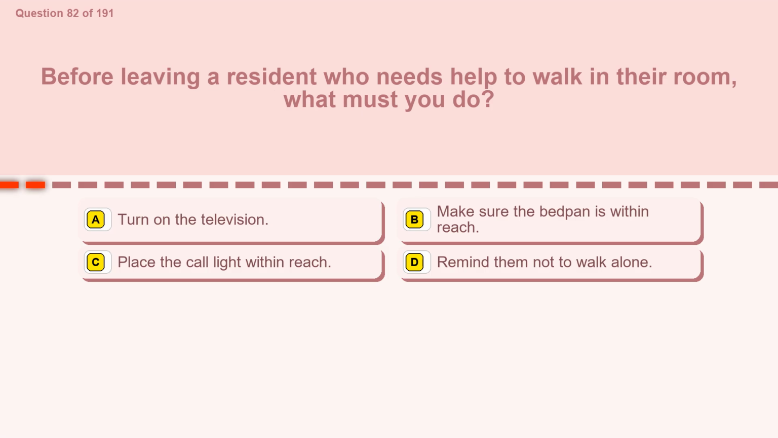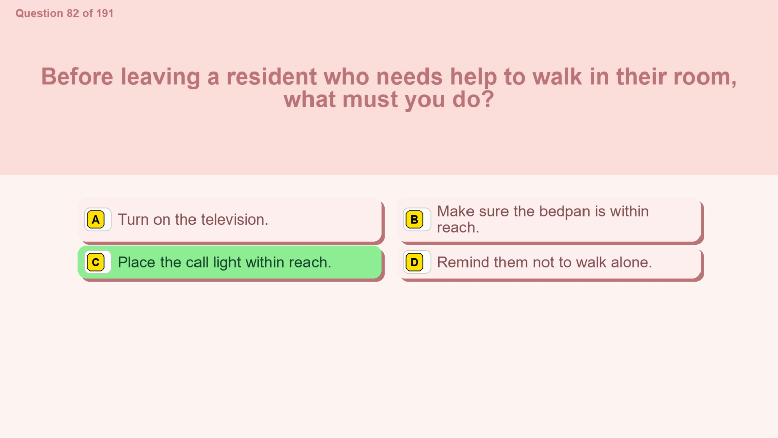Question 82. Before leaving a resident who needs help to walk in their room, what must you do? Option A, turn on the television. Option B, make sure the bedpan is within reach. Option C, place the call light within reach. Option D, remind them not to walk alone.